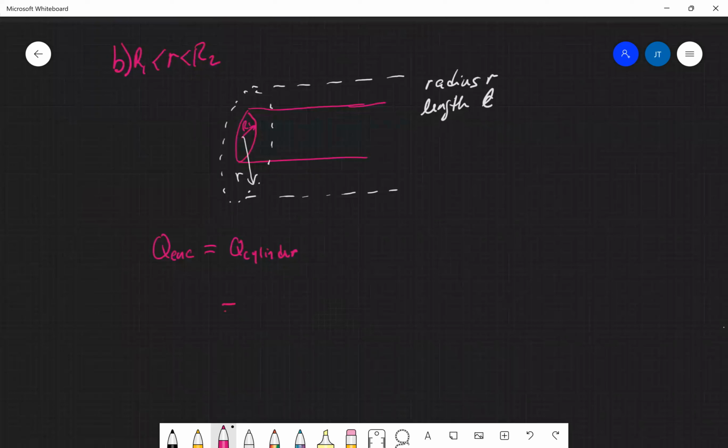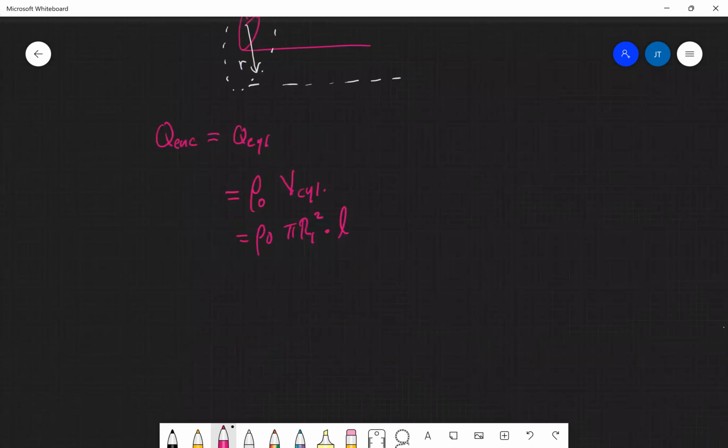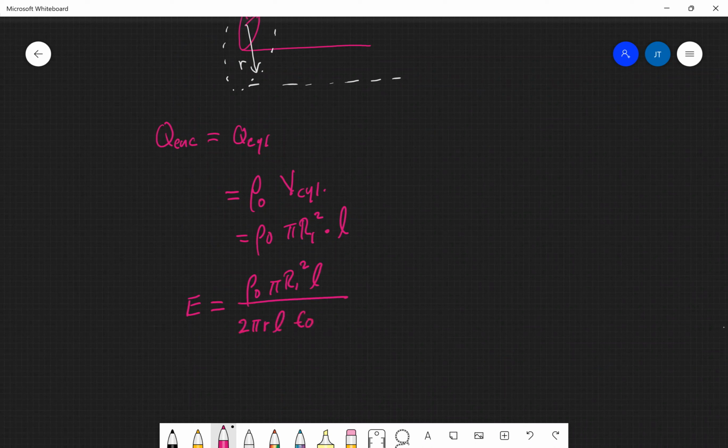What is that equal to? If I have all my inside cylinder, I want to take that into account. Again, the Q is the density times the volume of the cylinder. Now this cylinder of R1, well, rho 0, the volume is the area of the cap times the length. So now E is Q enclosed, rho 0 pi R1 squared L, over 2 pi R L epsilon 0.